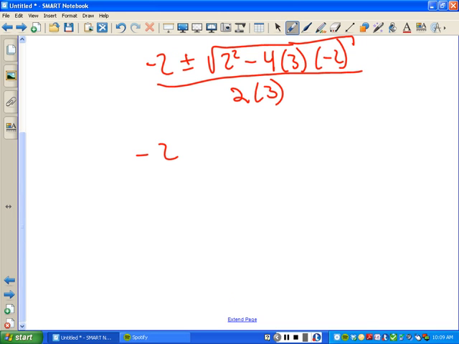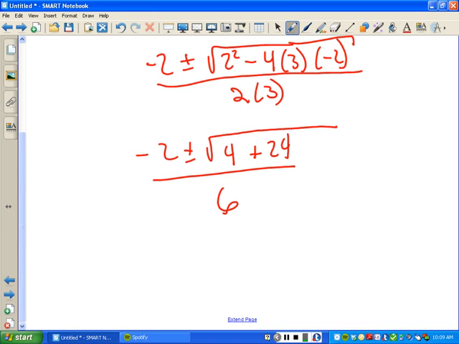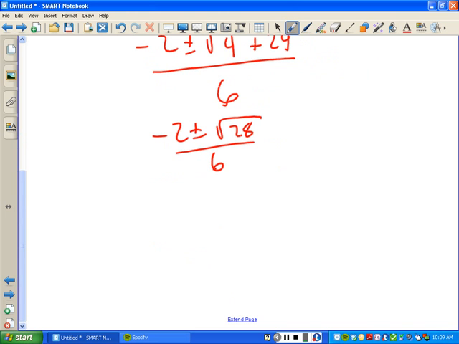It's negative 2 plus or minus the square root of 2 squared is 4. Negative 4 times 3 is negative 12 times negative 2 is positive 24. All over 6. Okay? Which is negative 2 plus or minus the square root of 28 over 6. And if you leave it right there, you're wrong.